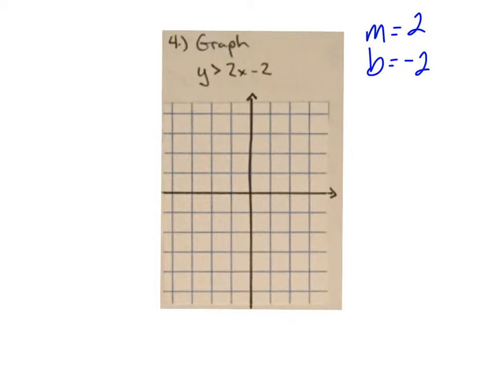So, plot the y-intercept at negative 2, and then use our slope, 2 over 1, to go up 2 over 1. And there's our next point.